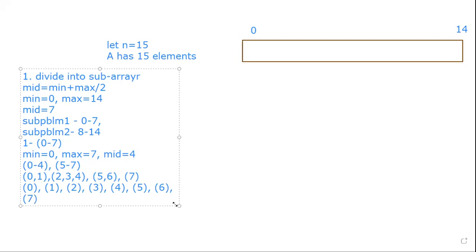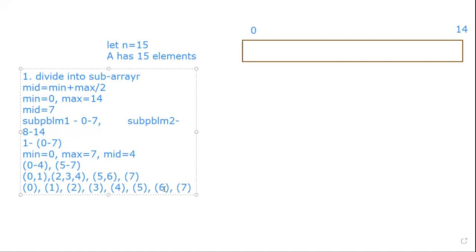Okay. This is the dividing, and now we need to conquer. Conquer means we need to place these elements in sorted order along with this parent representation, and after that we need to merge this one. This is sub-problem 1.